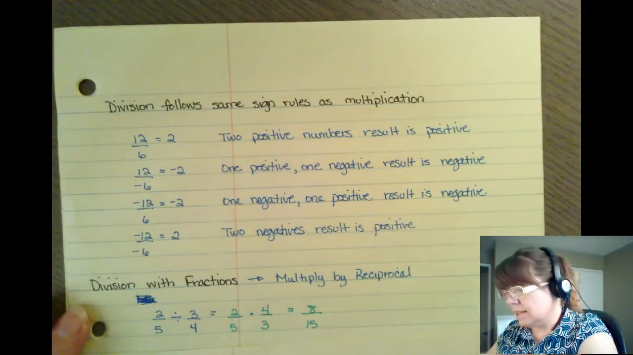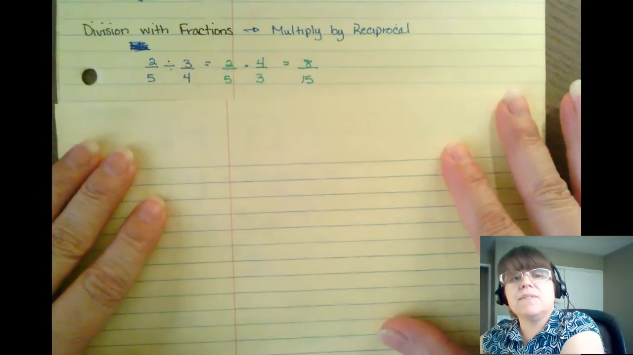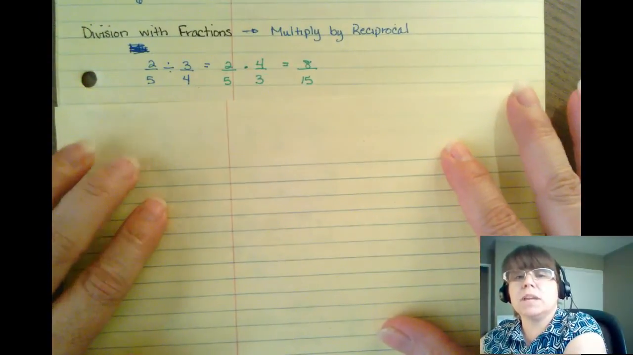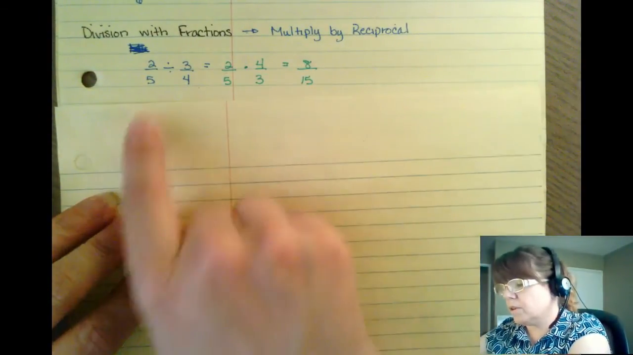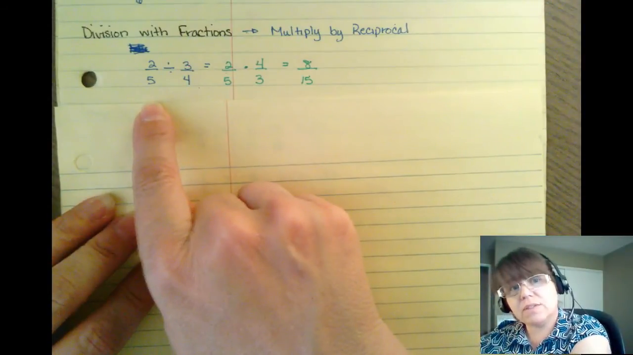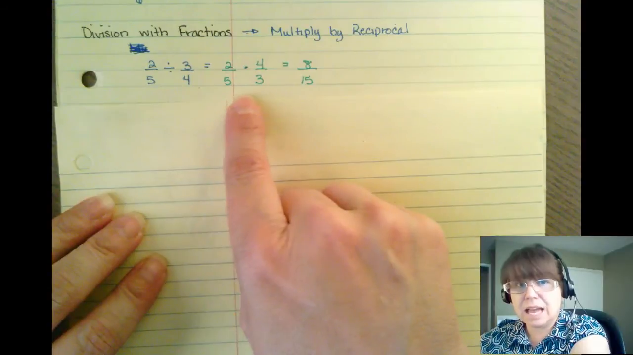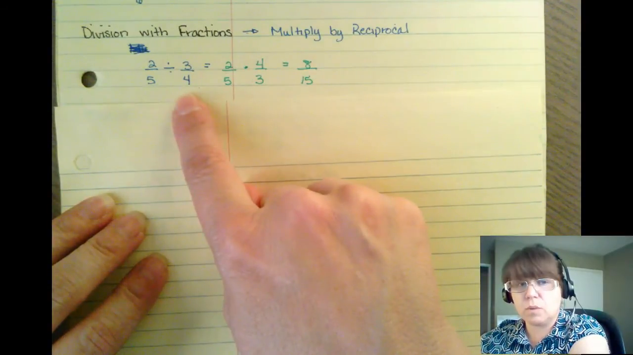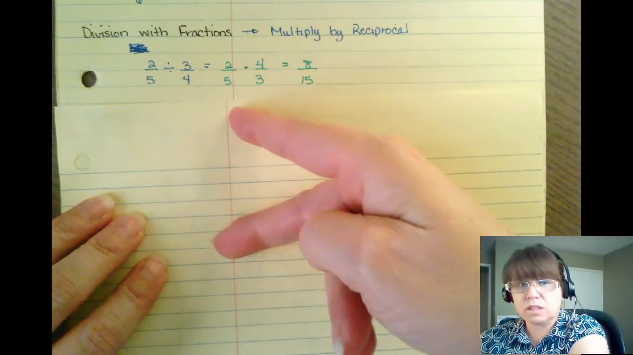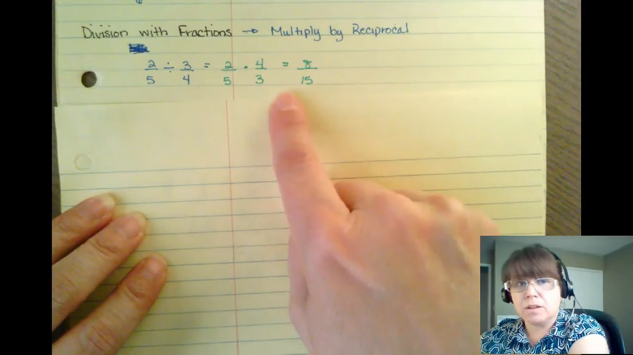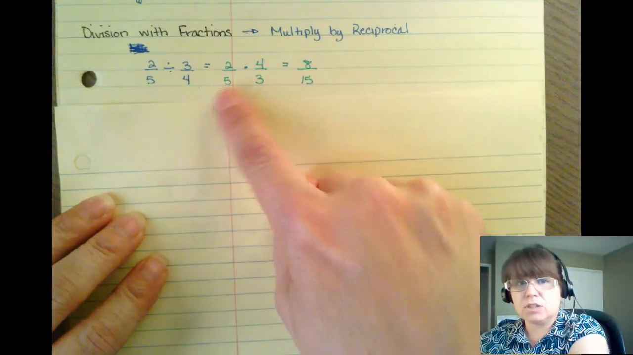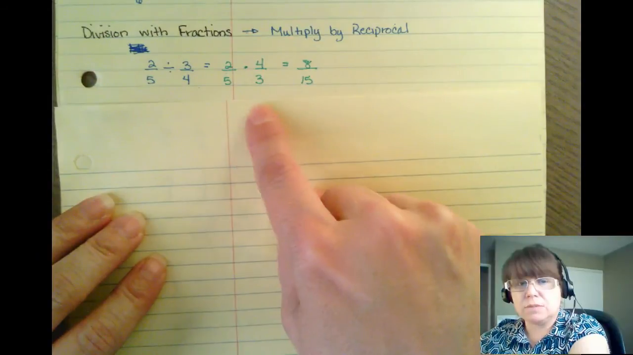So now let's talk about division with fractions. It's easier to think of it as multiplication by a reciprocal. For example, 2/5 divided by 3/4. We can think of it as 2/5 times the reciprocal of 3/4. Remember, for the reciprocal, you just flip the numbers: 4/3. Now 2 times 4 is 8, and 5 times 3 is 15.